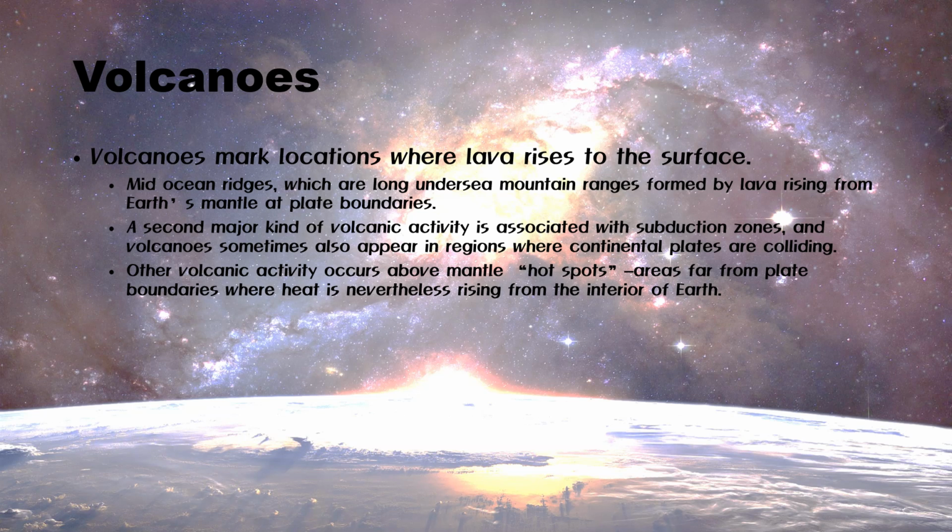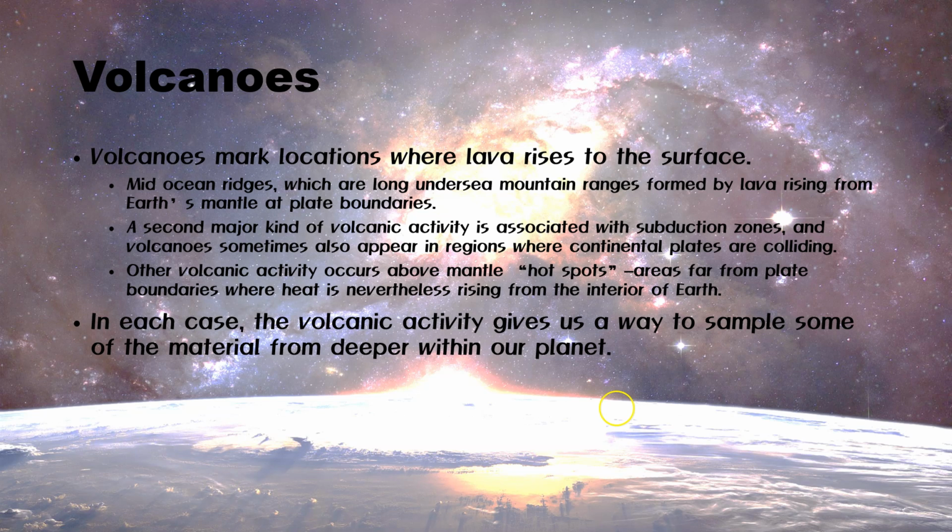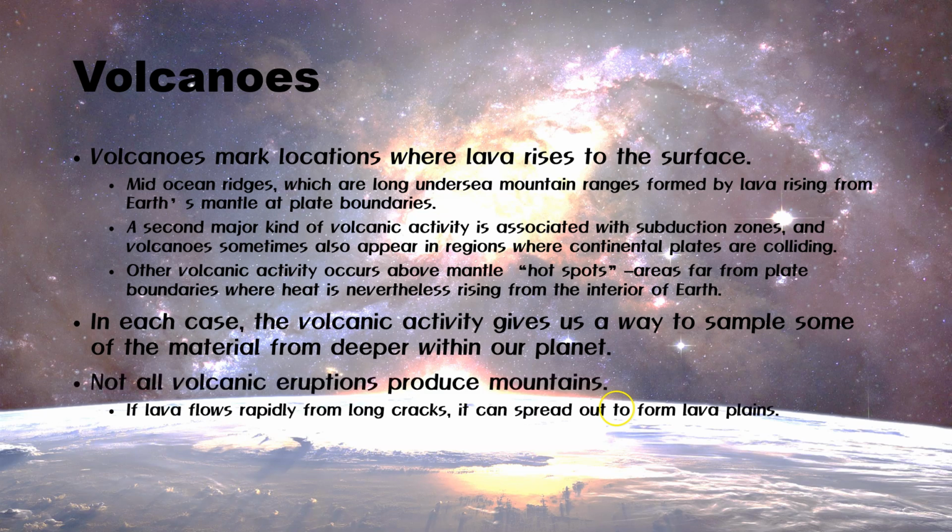Of course, the most famous of this is the Ring of Fire in the Pacific Ocean, where you have places such as Hawaii, which are rising up. In each case, though, volcanic activity gives us a way to sample some of the material from deeper within our planet, because it is, of course, having to move from the mantle up onto the surface. Now, not all volcanic eruptions produce mountains. This might be a misconception you might have, because sometimes that lava flow, if it happens super quickly, is coming along a long crack. So let's say your entire fault line just burst out into lava. It can actually spread out to form what we refer to as lava plains.